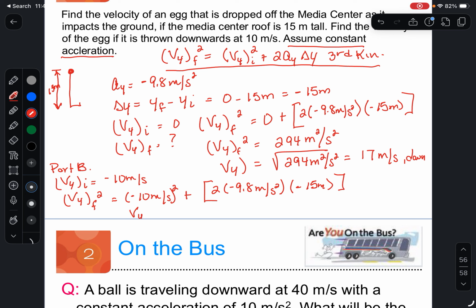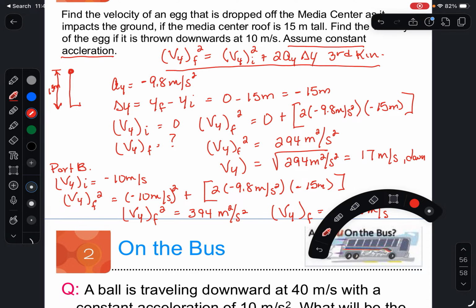So Vy final squared will equal 394 meters squared per second squared. And then we take the square root of Vy final. So Vy final will equal negative 19.8 meters per second, and the negative sign does indicate it's down.